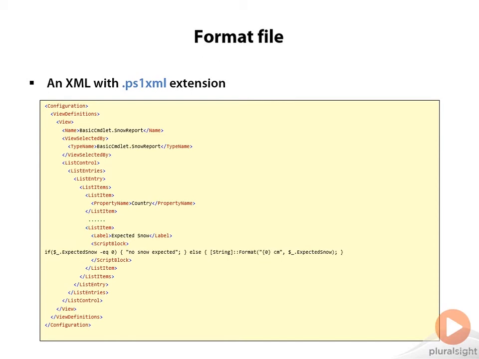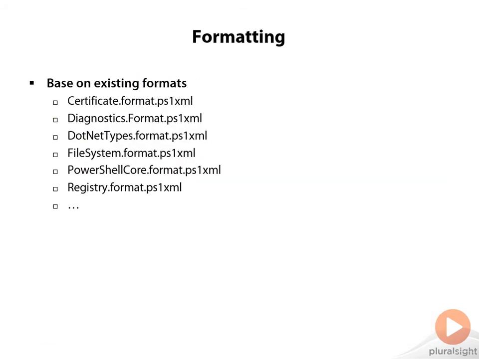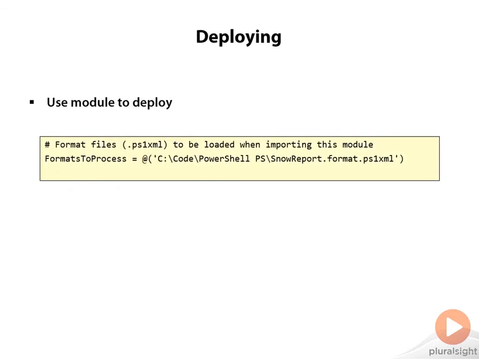Inside that, you define a list of properties or columns or other ways of displaying information. You can use properties, you can declare names, you can use script blocks to create more complex scenarios. If you need some inspiration, you can have a look at a number of format files that are installed with PowerShell and used by default with different types. It's a very good source of information, guidelines and hints to create format files. Once you have your own format file created, you can easily deploy it with your module. Just simply uncomment the format to process line and specify the path to your format file.